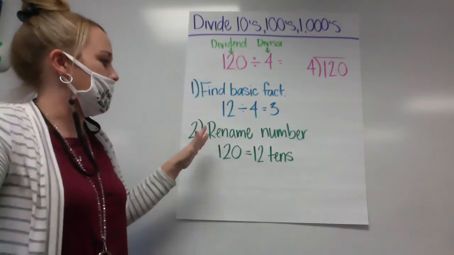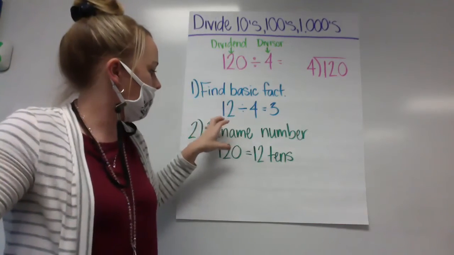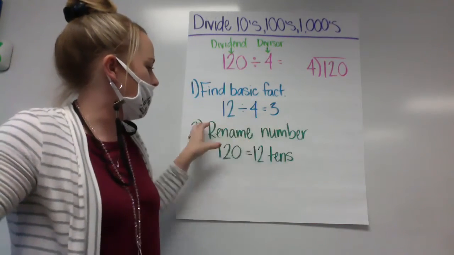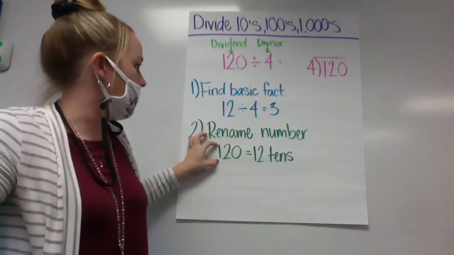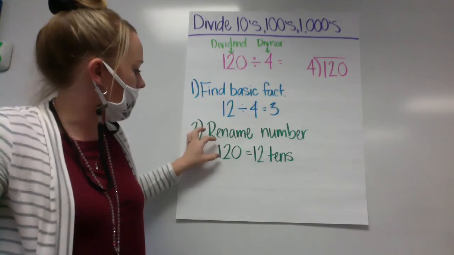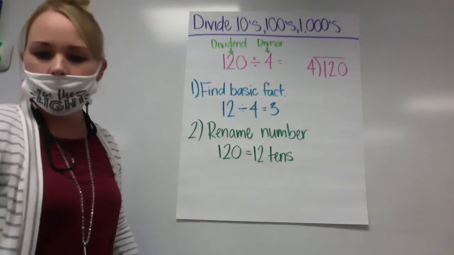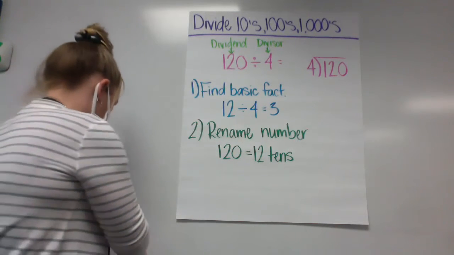So this is just to break it down to make more sense, like where it's coming from, how this relates to 120, okay? Because 120 is 12 tens. So then next we just divide it.